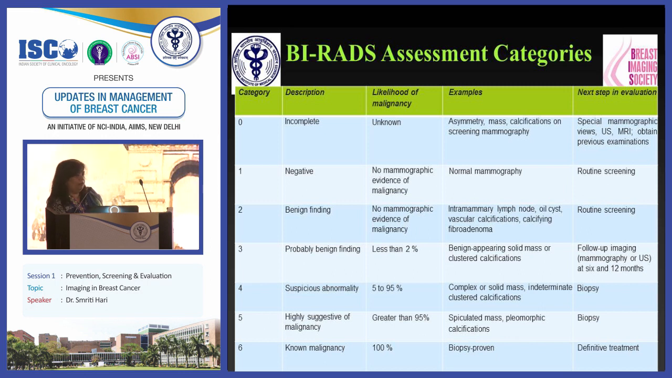BIRADS 4 and 5 lesions warrant biopsy. BIRADS 5 is classical signs of malignancy, that is, malignant unless proven otherwise. So it is more than 95% chance of malignancy. So that means that once a BIRADS 5 suspicion has been placed on a lesion, even if the biopsy comes back negative, benign, we do not accept that result. We think it is not concordant, and it is better to go for a repeat biopsy with a thicker needle, or do a surgical excision.